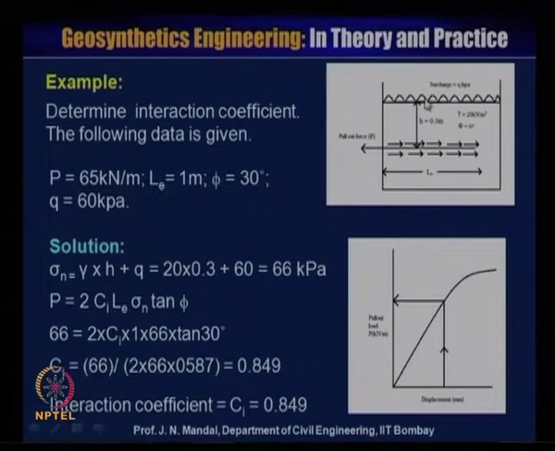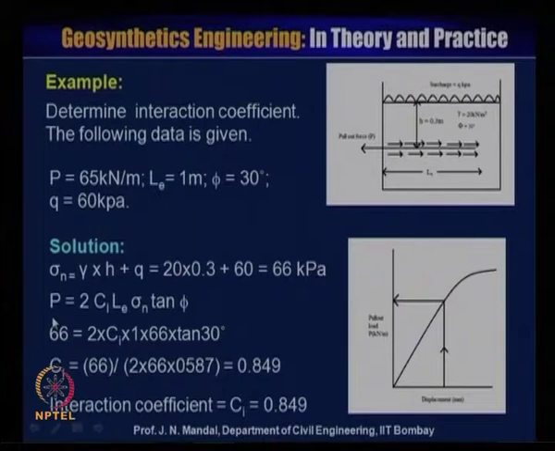So what will be the load? Sigma H is acting here. So sigma H is equal to gamma into H. Gamma is known, that is 20. H is known, that is 0.3, plus surcharge load Q. Q is given 60. So if you calculate, you can determine sigma N is equal to 66 kilopascal.